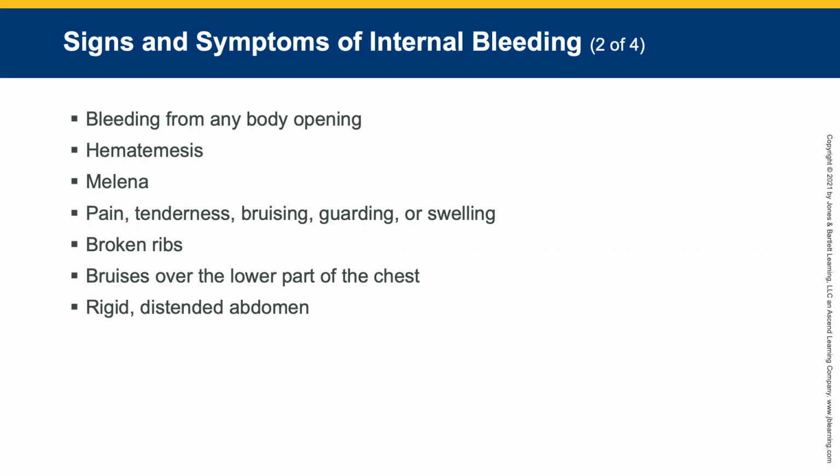Hematemesis is vomiting of blood. It can be bright red or dark red. They do have a coffee ground appearance. Melena is a black, foul-smelling, tarry stool with digested blood. It's gross. That's all I can tell you. It's going to come across with pain, tenderness, and bruising. They'll have guarding or swelling. You have a possible closed fracture there, and broken ribs, bruises over the lower part of the chest, or a rigid, distended abdomen.